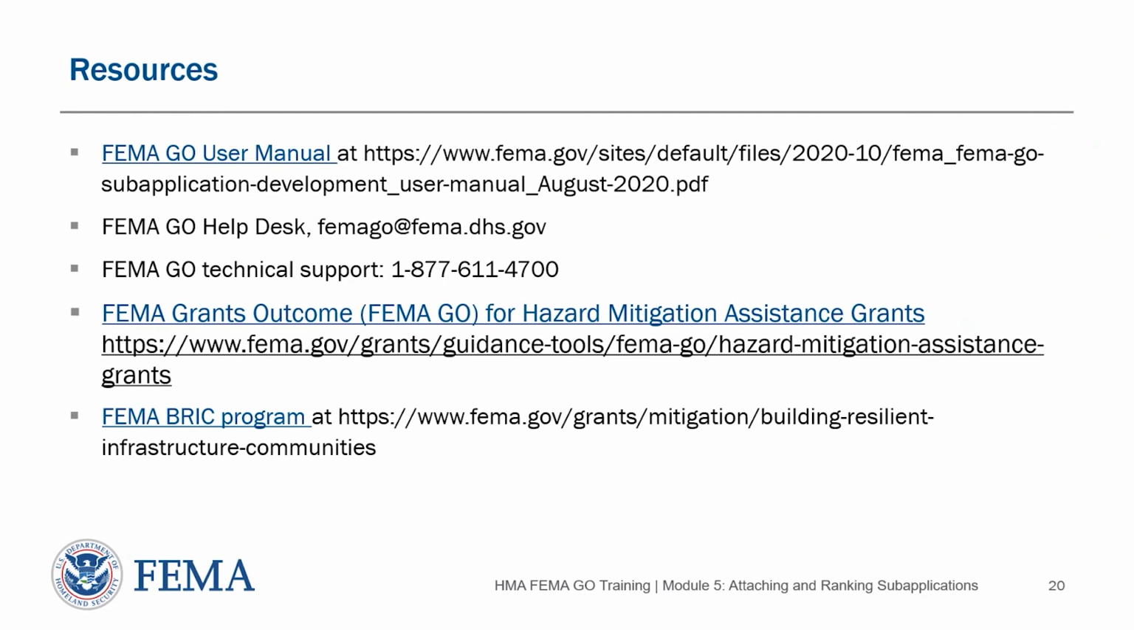Here are some resources that will be helpful for you if you want a refresher on what we covered today. There's a FEMA GO user manual for both applicants and sub-applicants. There's a FEMA GO help desk, which is femago@fema.dhs.gov. They also have a toll-free number. And if you want more information about the BRIC program or using FEMA GO, you can always navigate to those by clicking to fema.gov/BRIC.